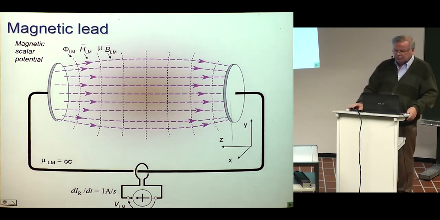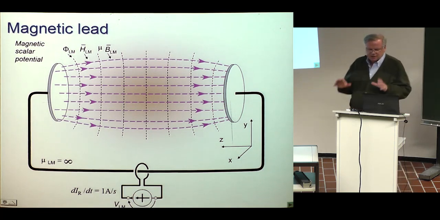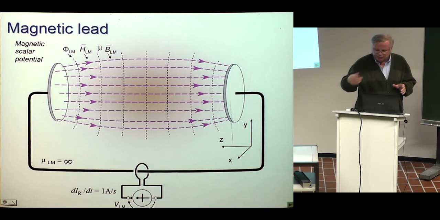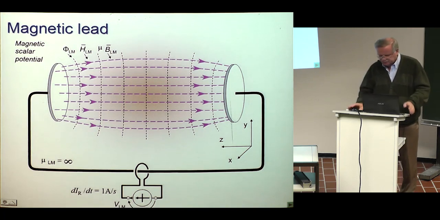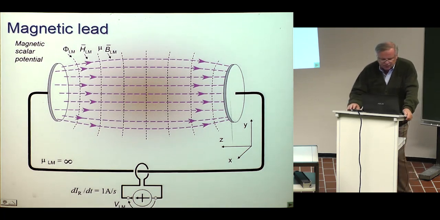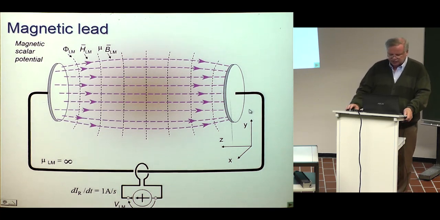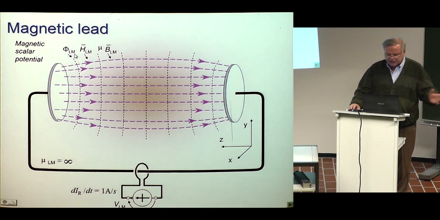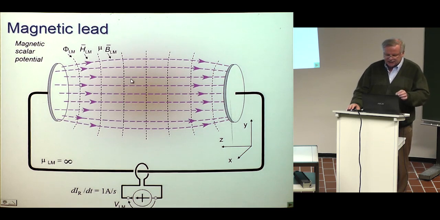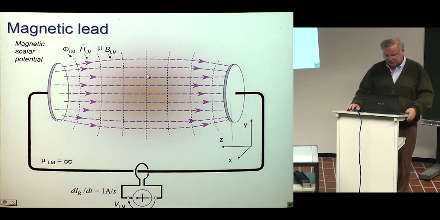Here is now a very important issue, which I will show again very soon. If you remember the picture of the electric lead, if these magnodes in this magnetic lead are geometrically identical to the electrodes in the electric lead, then this magnetic scalar potential field is geometrically identical to the electric scalar potential field, and therefore, of course, the magnetic field shown here is geometrically identical to the electric field in the electric case.